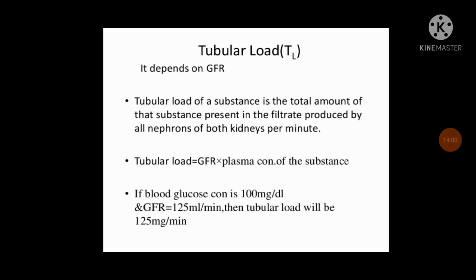What is tubular load? Tubular load of any substance depends on the glomerular filtration rate and its concentration in the plasma. The tubular load of a substance is the total amount of that substance present in the filtrate produced by all the nephrons of both the kidneys per minute. So the tubular load can be given as GFR times the plasma concentration of that particular substance. If blood glucose concentration is around 100 milligrams per deciliter and GFR is 125 ml per minute, then the tubular load will be 125 milligrams per minute.